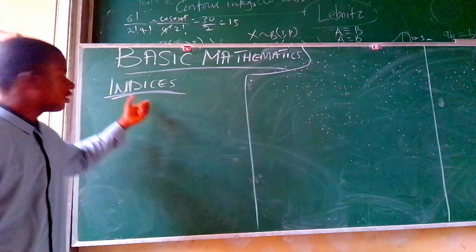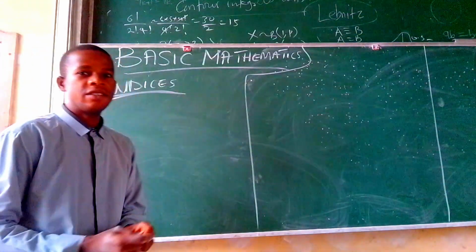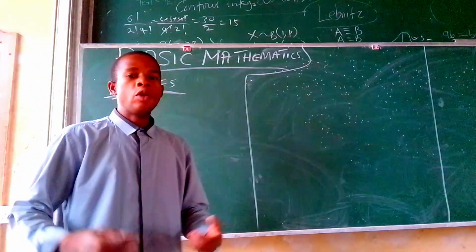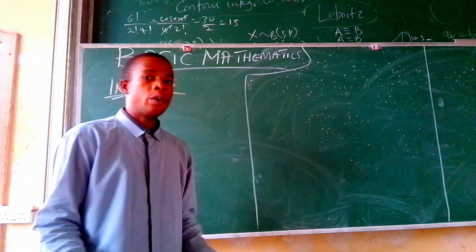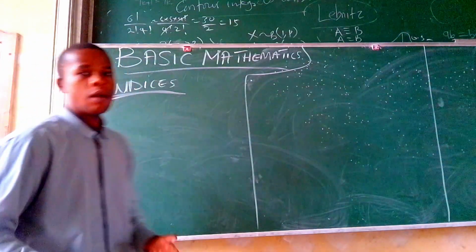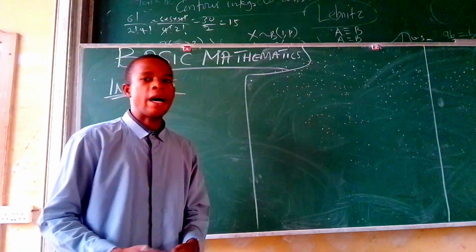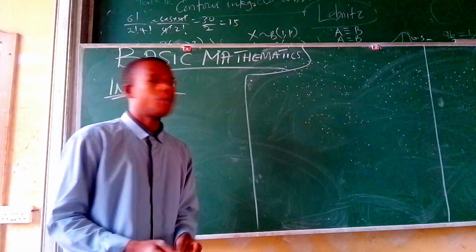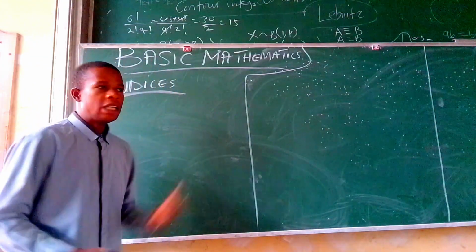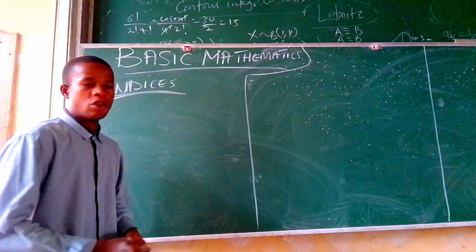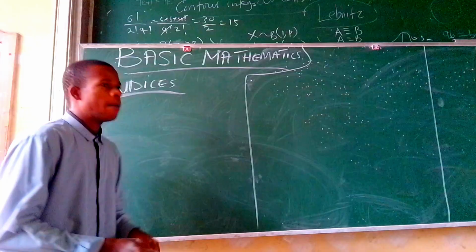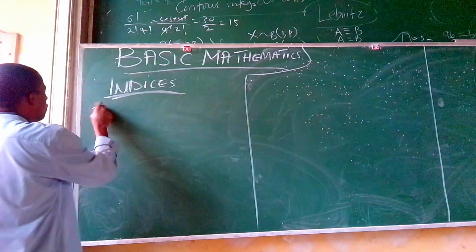Now, as you look at the word indices, what do you understand by indices? Indices is letting us know how many times a number can be multiplied with respect to the power. That is what indices is all about. Indices is also known as the index of a number, or the exponent of a number, or the power of a number.